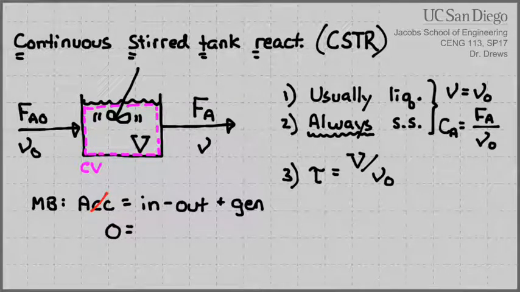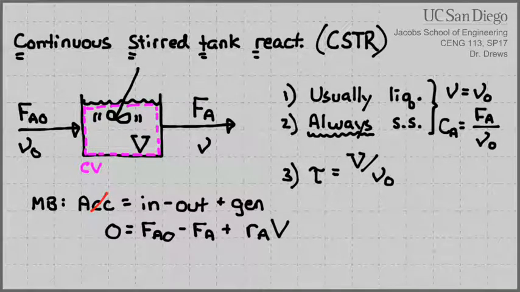The amount of stuff coming in, if we talk about per mole of A, is FA naught. The amount of stuff coming out is FA. The rate of generation or consumption is RA times the volume of the tank. RA here is always on a per volume basis. We never have catalysts inside here. We don't pack one of these full of catalysts. So RA would have units of what? Moles of such and such reactive per volume per time. And if you multiply that by a volume, you get moles per time.